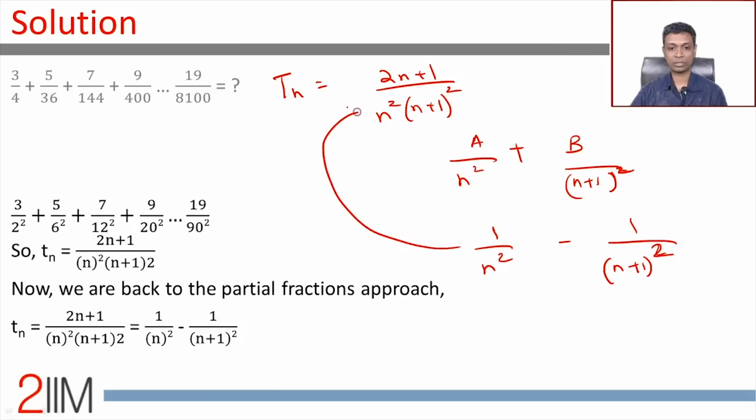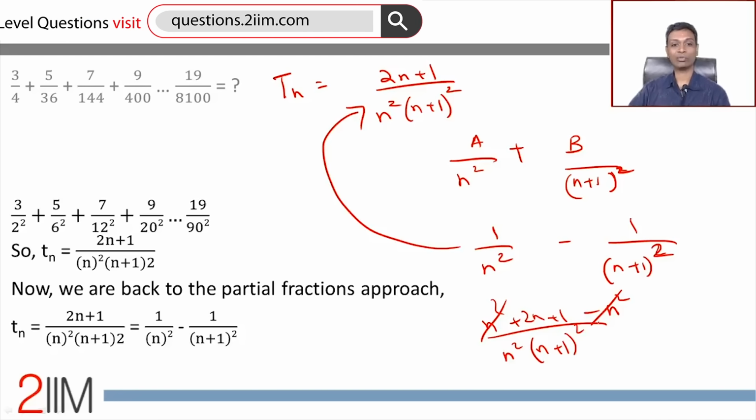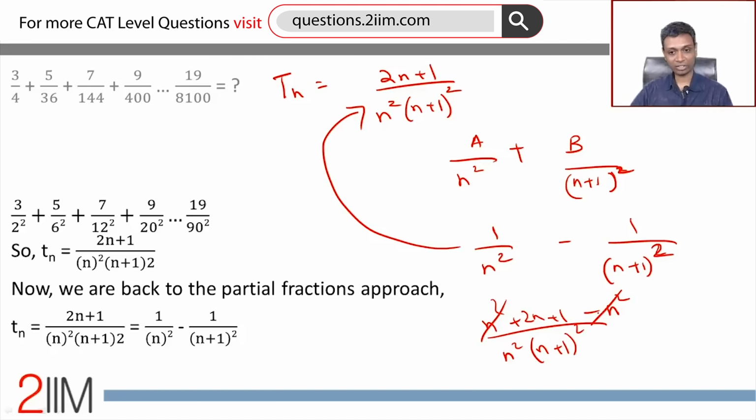We should get this. So 1 by n square minus 1 by n plus 1 whole square is 2n plus 1 by n square into n plus 1 square. The denominator is n square into n plus 1 whole square, and the numerator will be n square plus 2n plus 1 minus n square, which is 2n plus 1. Beautiful. Now we're done.